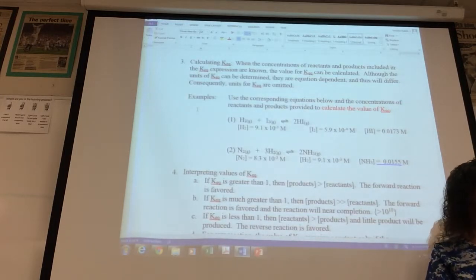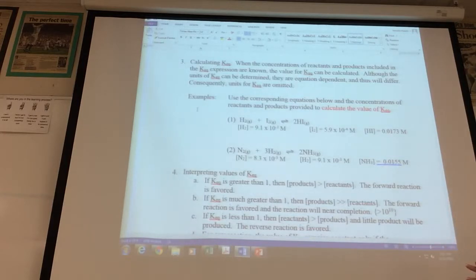All righty. Now we want to know how to calculate, okay? If the concentrations of reactants and products are provided, you can calculate KEQ and interpret it. Now, because the units of KEQ are dependent on the KEQ expression, KEQ can have very variable units. To make life simple, we just do not use units for KEQ. So you can't lose a point for units there unless you put them in and they're not right. So no units for KEQ.